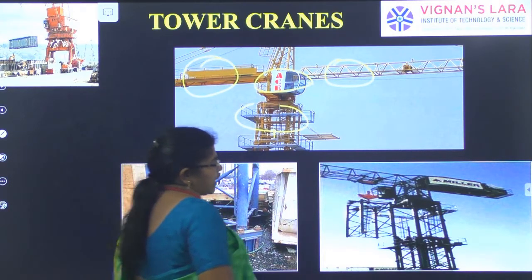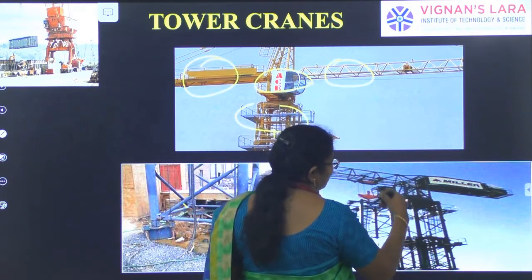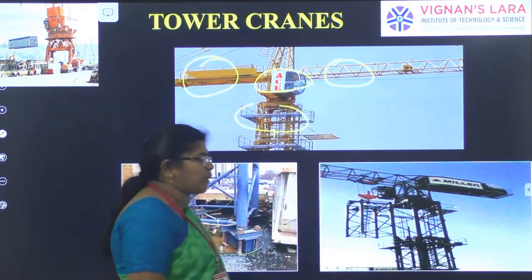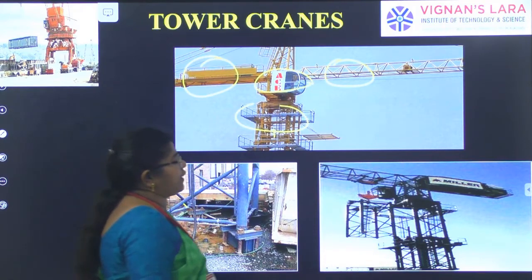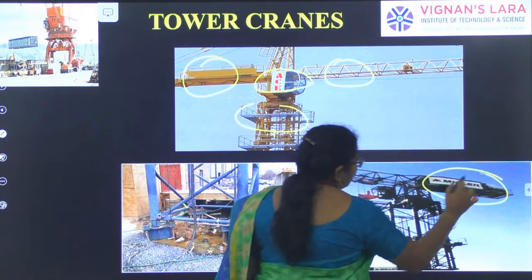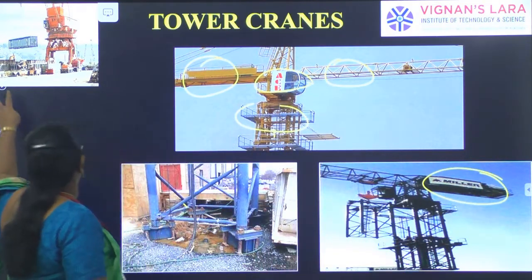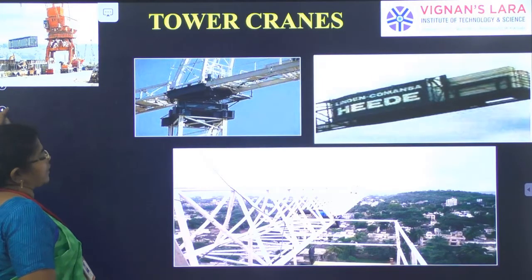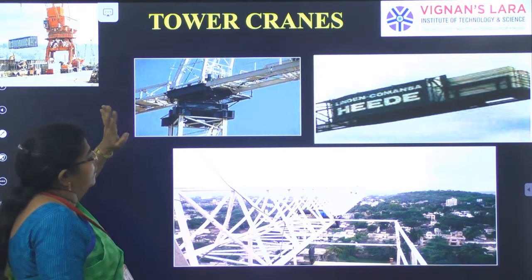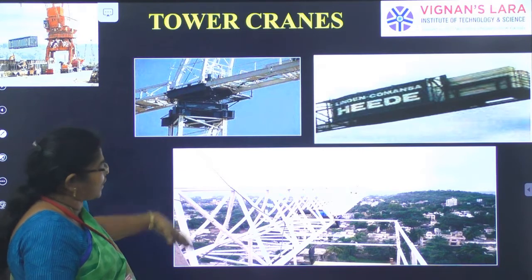You can see this is another modern type which is completely controlled by computers, right? So it is a counterweight. That is the winch, counterweight jib and the winch. This is also different types of tower cranes, right?